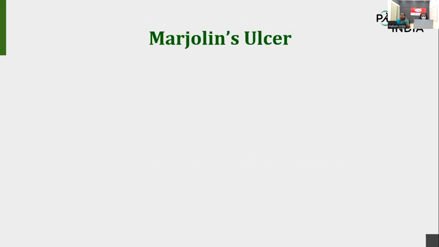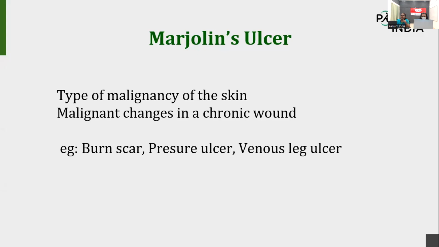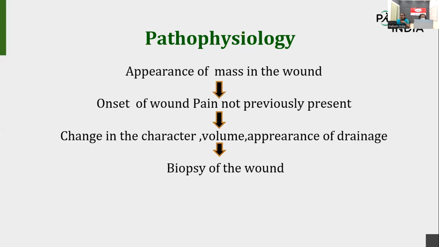Now, how many of you have seen a Marjolin ulcer? What is a Marjolin ulcer? Any idea? So Marjolin ulcer is a type of malignancy of the skin. Malignant changes occur in a chronic wound, for example a burn scar ulcer, pressure ulcer, or venous leg ulcer. So the pathophysiology is quite different. Here, there is the appearance of a mass in the wound not previously present.